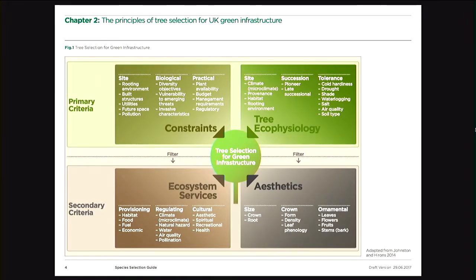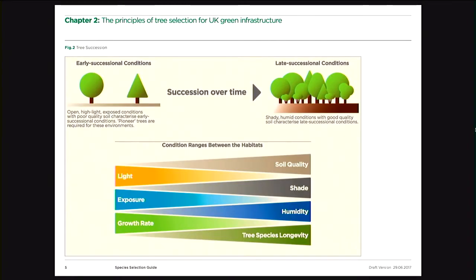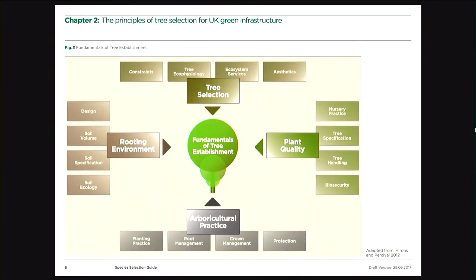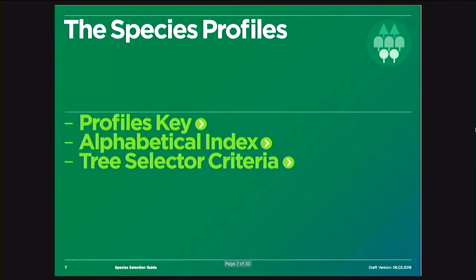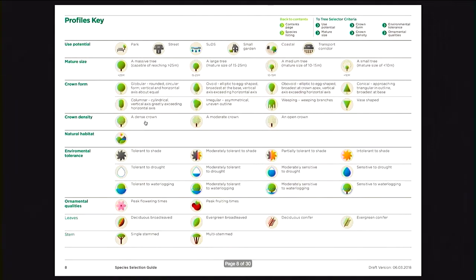I talk a little bit about the figure that I mentioned earlier in the presentation: the constraints, ecophysiology, and these primary and secondary criteria, succession, and some other fundamentals which I'm going to revisit in a minute. And then we have the profiles key. So there's the front matter explanatory chapters, and then a profiles section, with about 280 profiles to look at. One of the nice things about having a digital-only guide is that we can use hyperlinks to navigate the document. So you can click on the profiles key, and this gives you an idea of the information that will be on there.